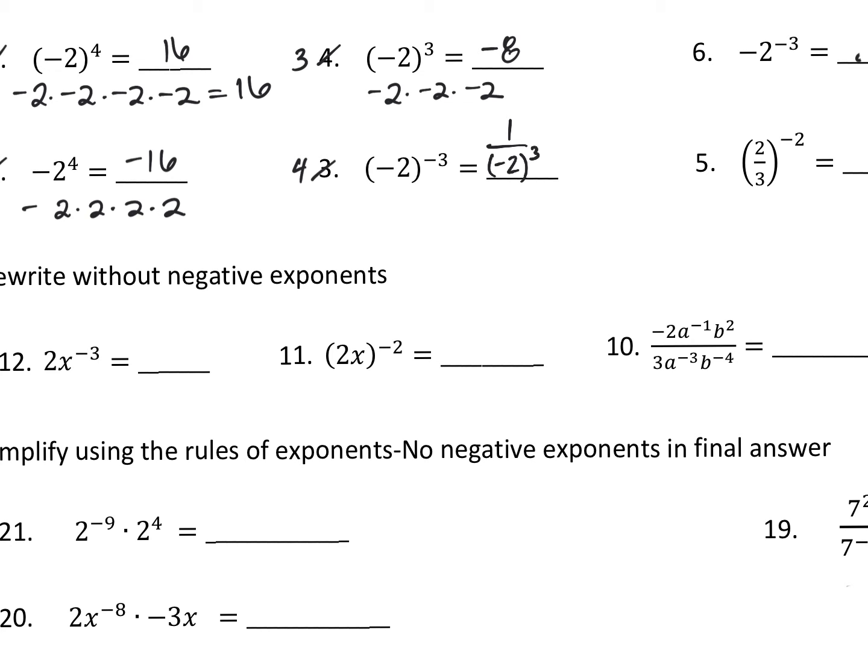That took away the negative in the exponent by making it a fraction. And then I can evaluate it: 1 over negative 8. Because negative 2 times negative 2 is positive 4, times a negative 2 gives us a negative 8.